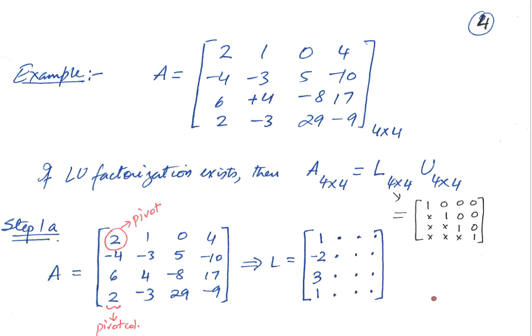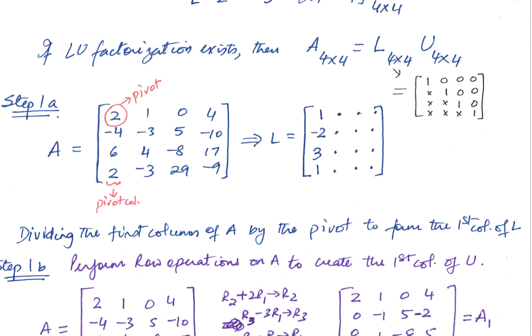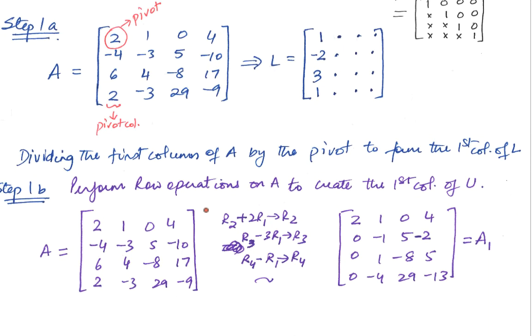Simultaneously, we will find U. Remember, U is an echelon form of this matrix, so we apply this algorithm. The pivot should remain non-zero, and we're going to make these elements 0. We apply these 3 row operations on row 2, row 3, and row 4. When we do these row operations, we get this new matrix A1, which is an equivalent matrix. That is the beginning of our U.